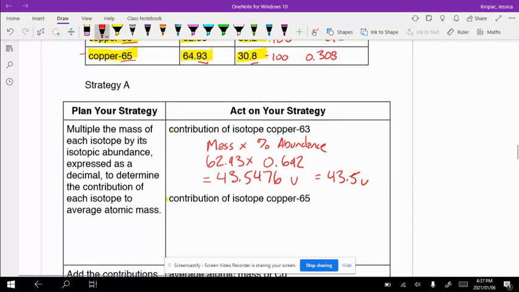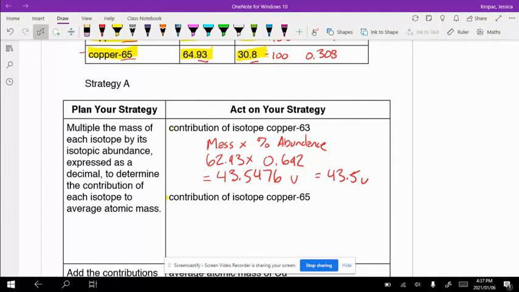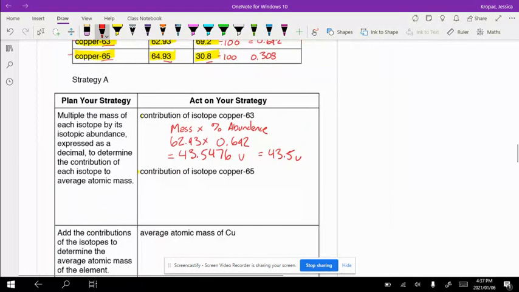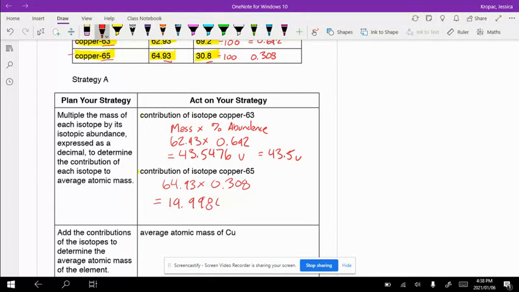So for copper 65, we're going to again take the mass and multiply it by the abundance. My mass in this case is 64.93 and my abundance is 0.308. I'm going to punch that into my calculator, and I should get 19.9984 U. Remember, we always need that unit.